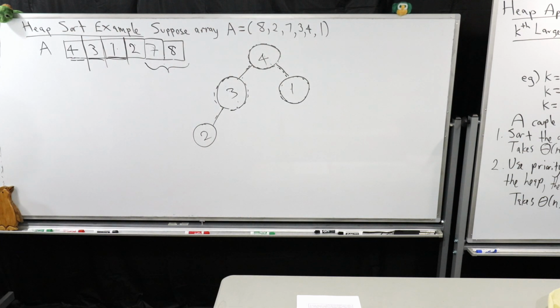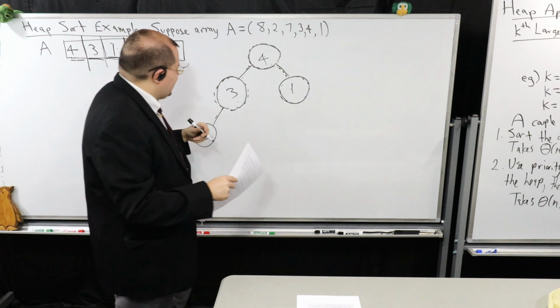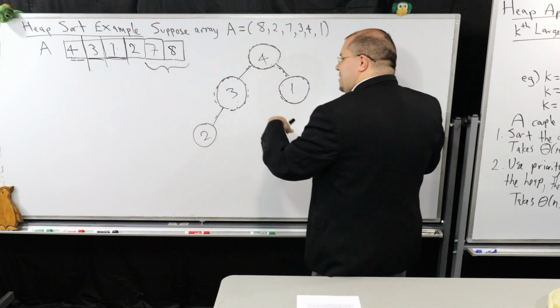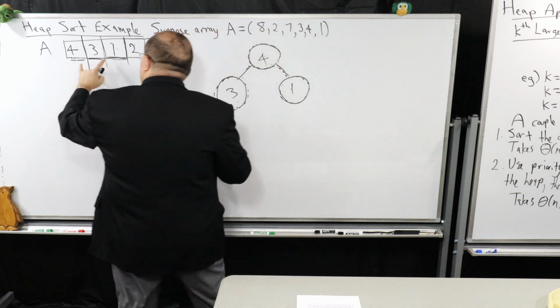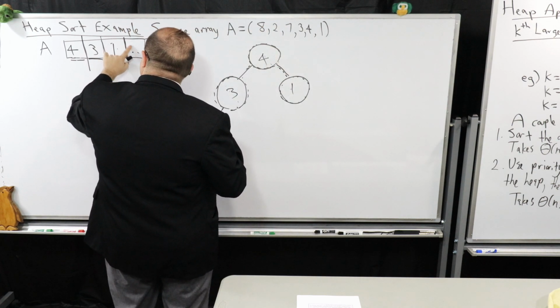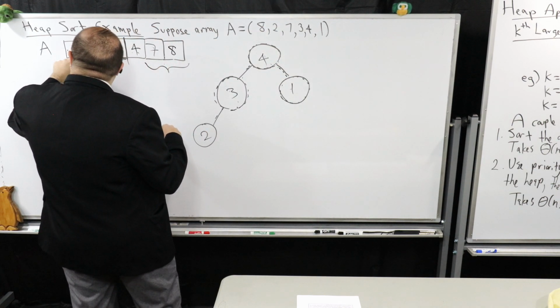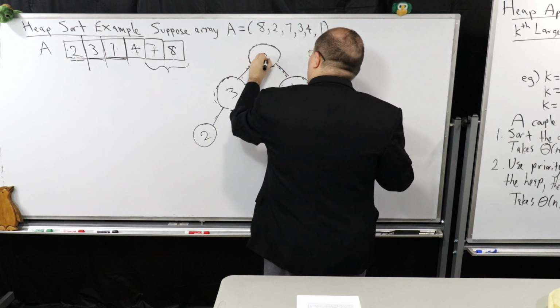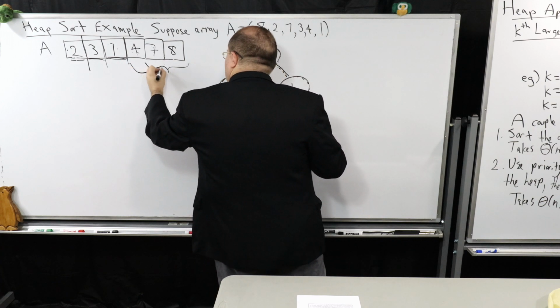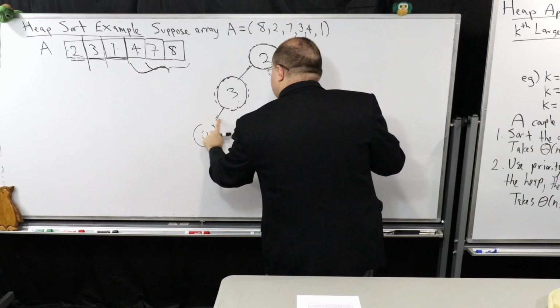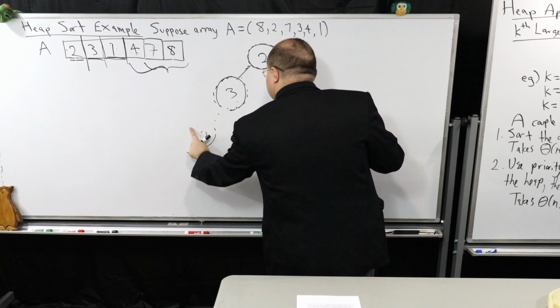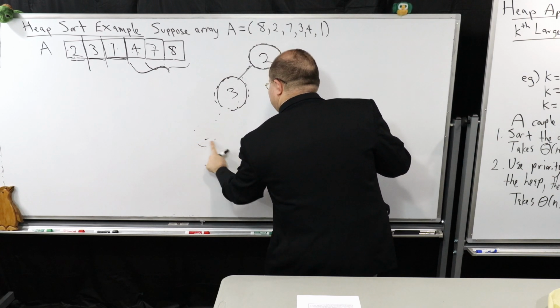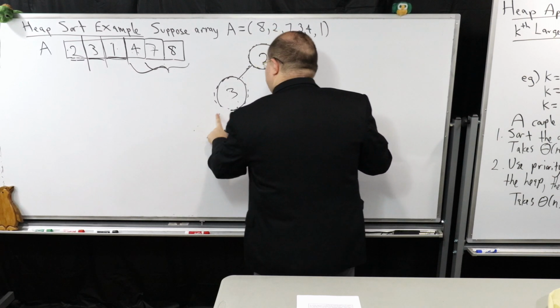Perfect. Excellent, everybody. Okay, now we do the next one. So I'm going to swap 4 with 2 here. So 4 is gone out of here. It grows this partially sorted part, and this element is now gone.